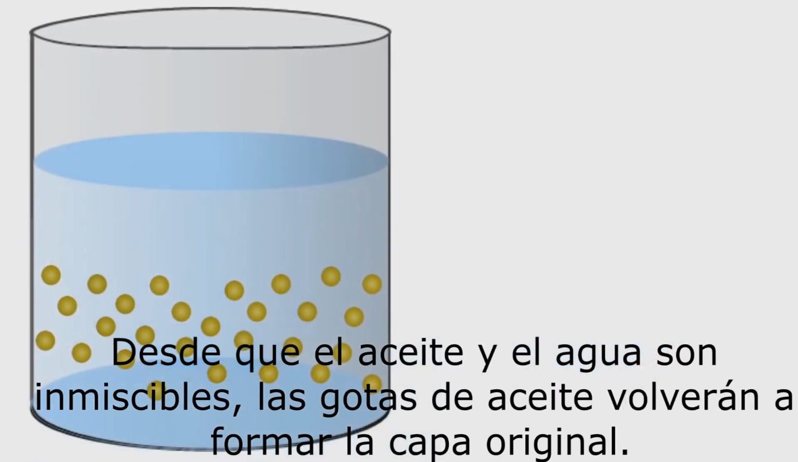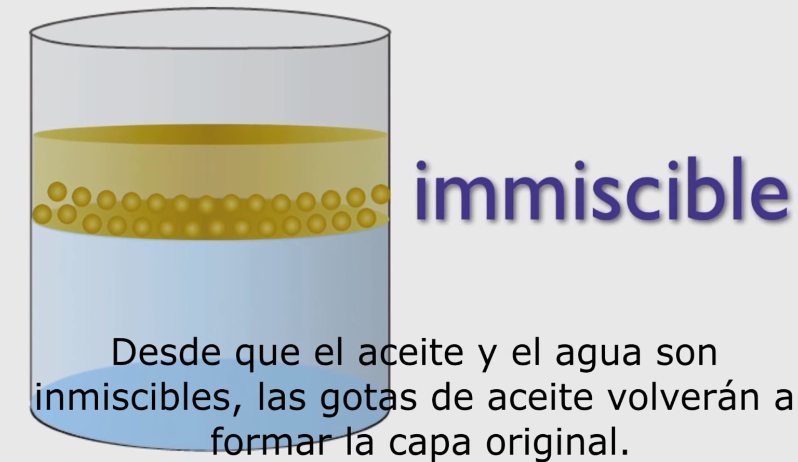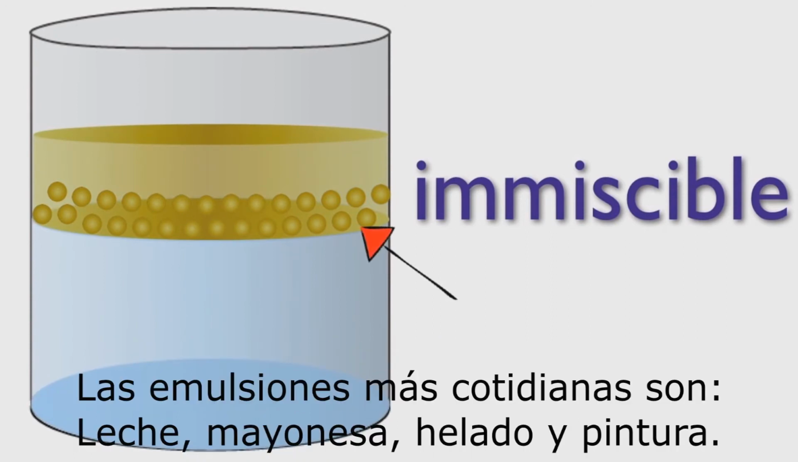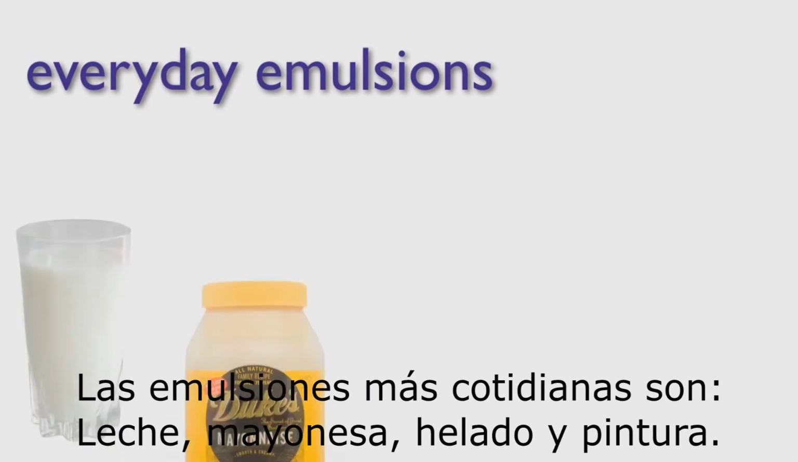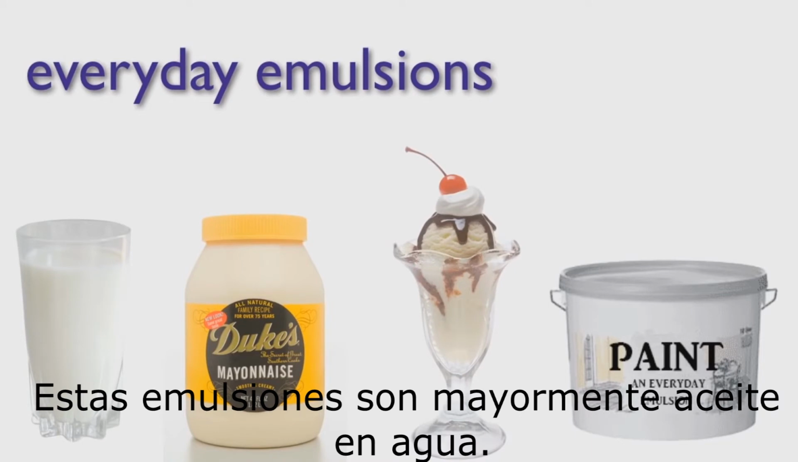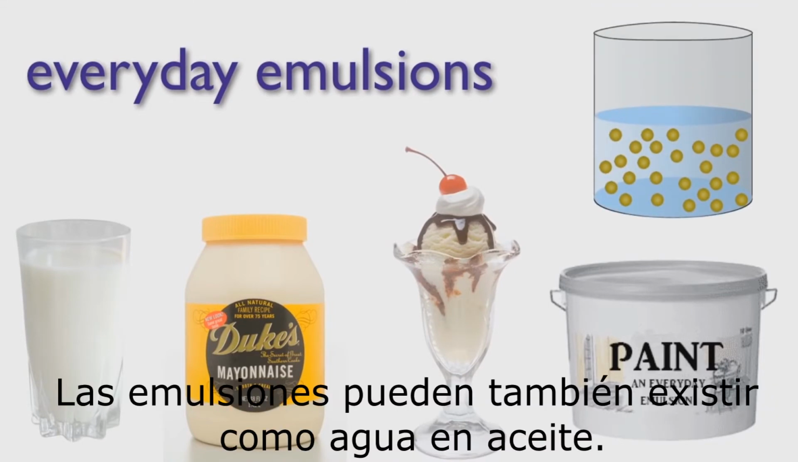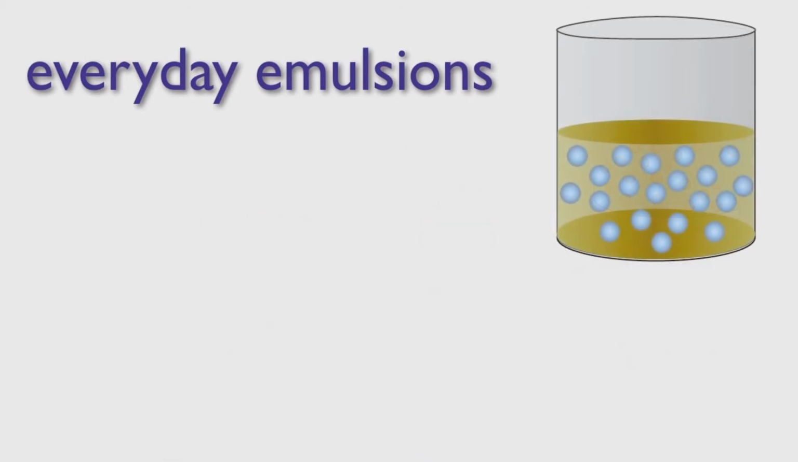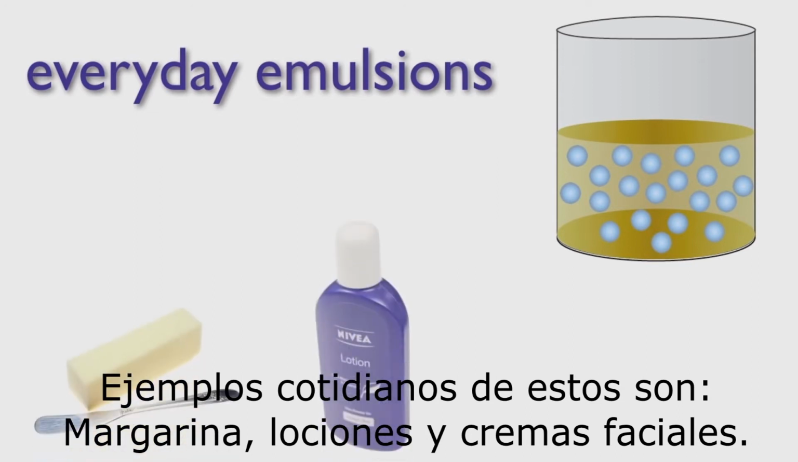Since oil and water are immiscible, the oil droplets will reform the original layer. Common everyday emulsions include milk, mayonnaise, ice cream, and paint. These emulsions are mostly oil droplets in water. Emulsions can also exist as water droplets in oil. Real-life examples include margarine, lotions, and facial creams.